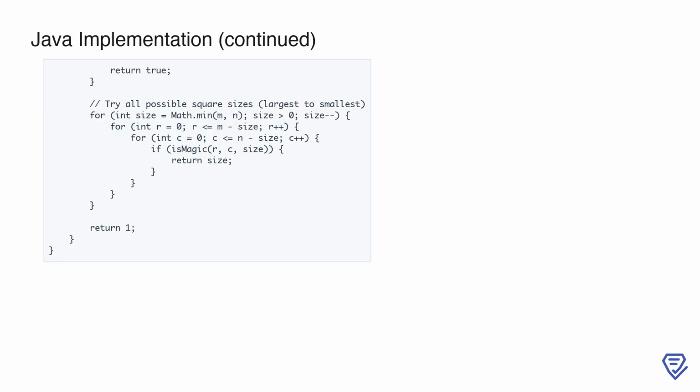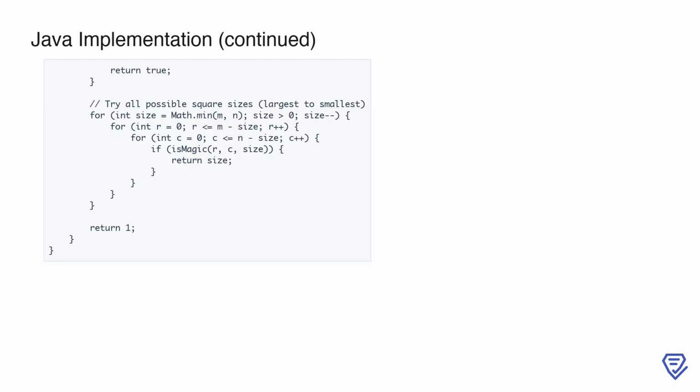In the main function, after defining the helper method, we proceed to test all possible square sizes, starting from the largest possible size and working downward. This ensures that we find the largest magic square first. For each square size, we iterate over all possible top left corners within the grid that can accommodate the square. The helper method isMagic is invoked for each candidate square. If a valid magic square is found, we immediately return its size.